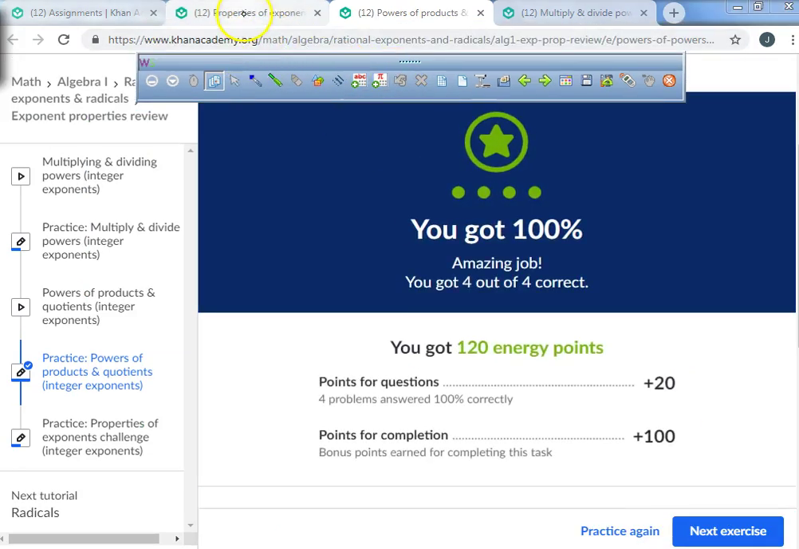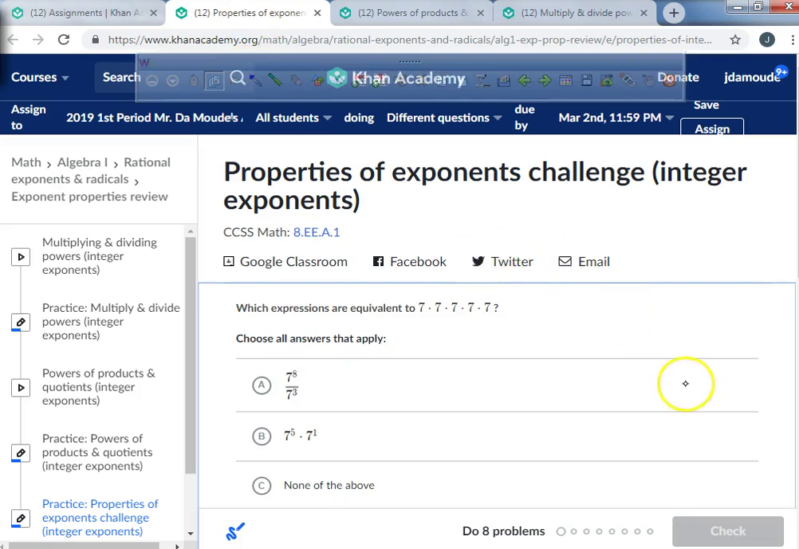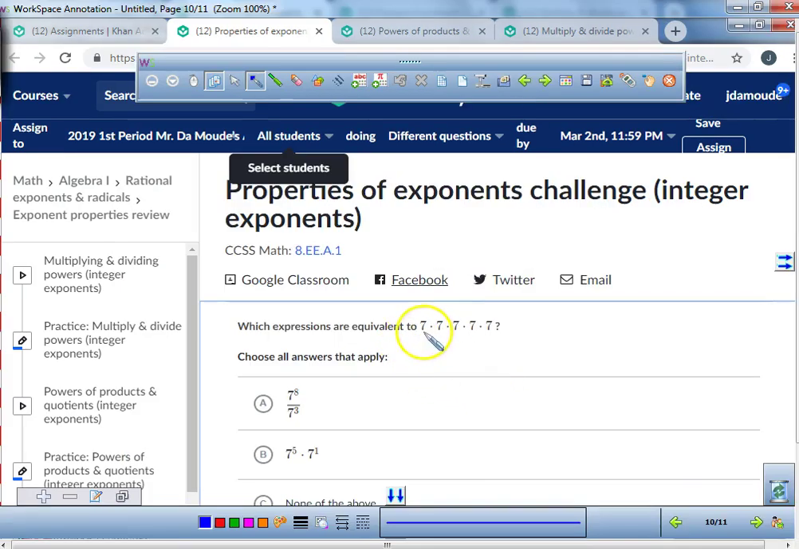Okay. And last but not least, we're going to go one more challenge problems. Okay, let's see how challenging these are. All right. So right now it says, which of the expressions are equivalent to 7 times 7 times 7 times 7 times 7? Well, what is that equivalent to? That's equivalent to 7 to the power of 5.